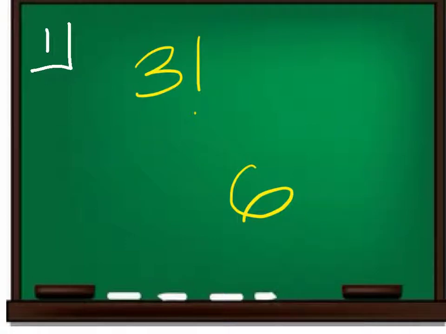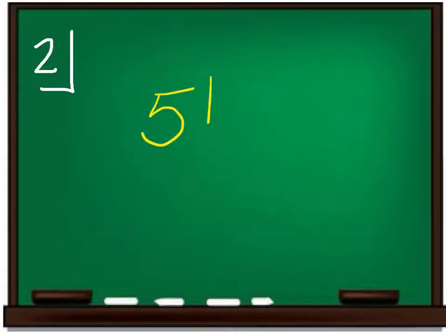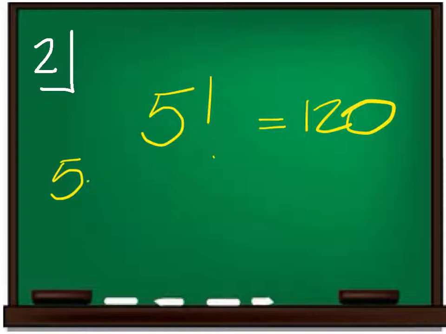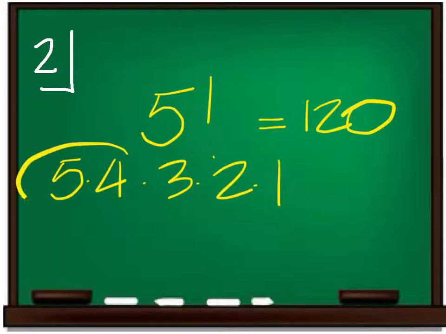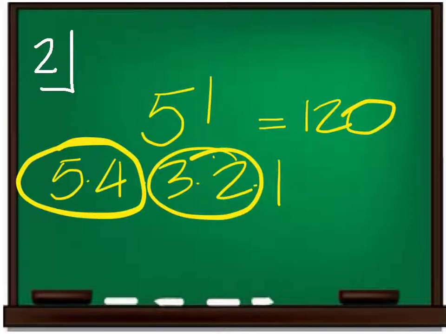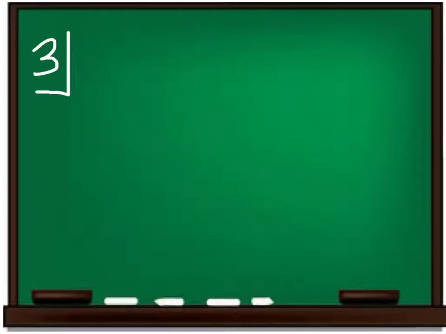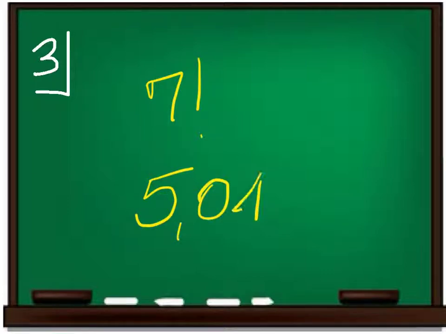Answer is 6. The answer on this one is 120 because 5 times 4 times 3 times 2 times 1 can break up as 20 times 6, which is 120. Answer should be 5040.